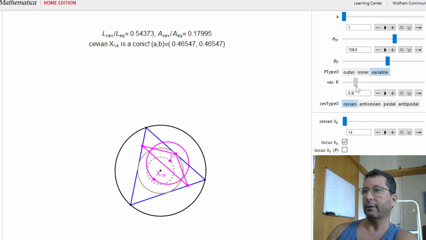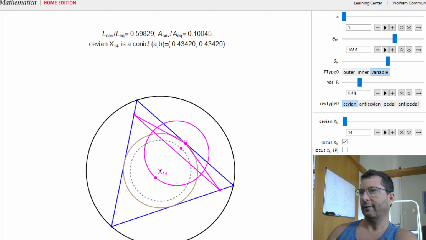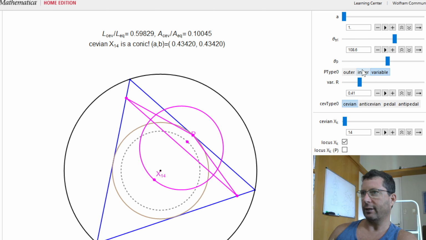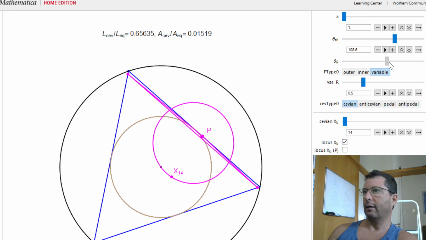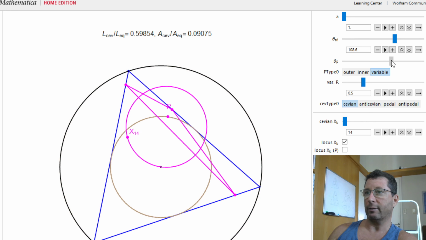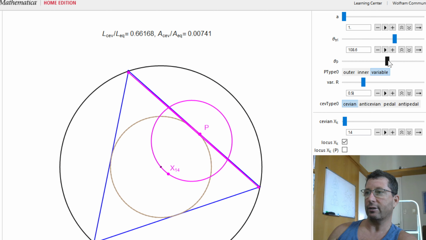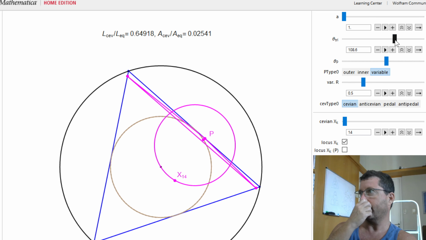Okay, so here, this is interesting. There's one interesting phenomenon here. If P is exactly on the incircle, and we saw this in the previous video, X14 was not being reported as a conic. Which was strange, right? It looks like a circle, but it's not being reported as a conic. There could be some numeric error here. We still have to check this. But this guy visually looks like a circle, right? But it's not being detected as such.